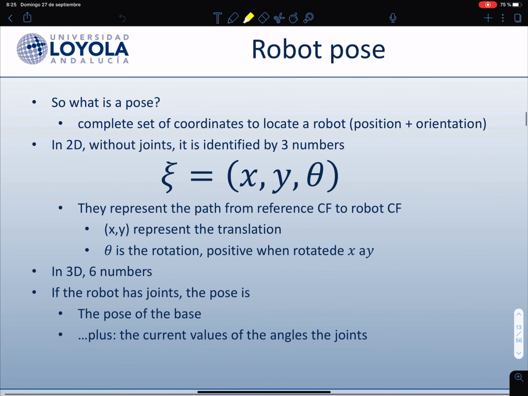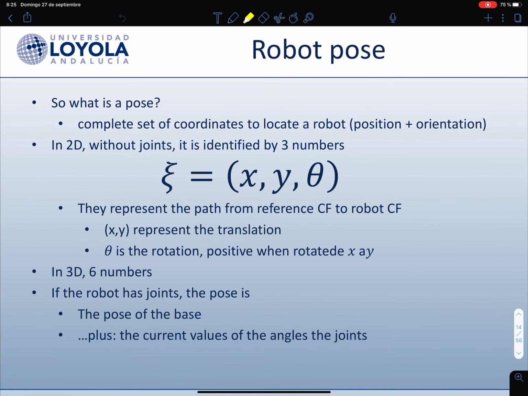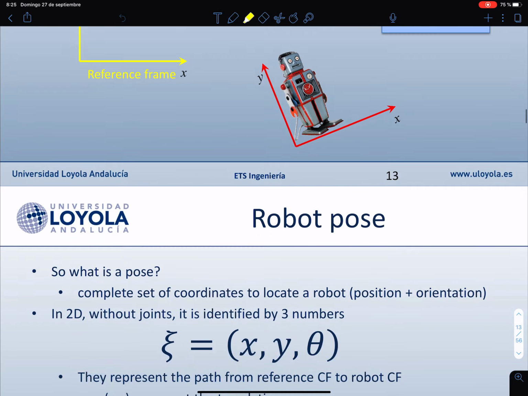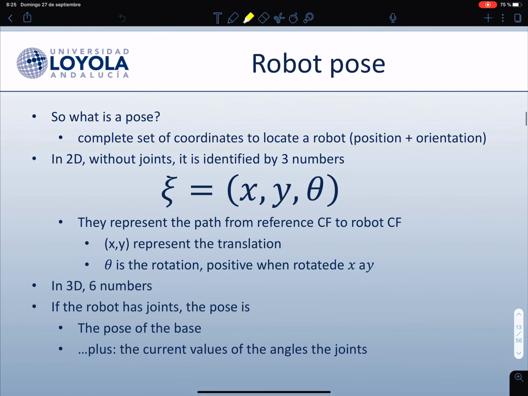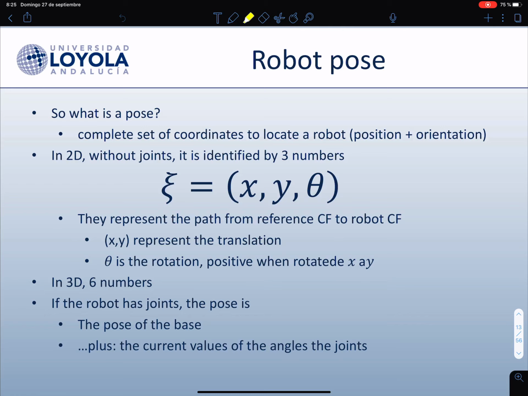So, what is a pose? Okay, so with this in mind, we define the pose of a robot as the complete set of coordinates to locate a robot in the 2D space or 3D space, but we're now in the 2D space. And this represents the position of the robot, which would represent the origin, plus the orientation, the total coordinates to say where the robot is.